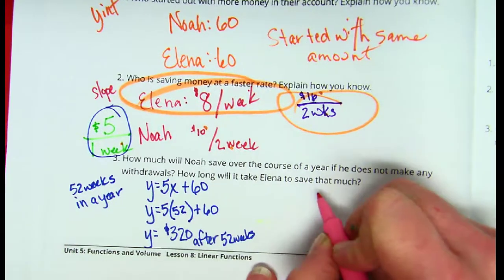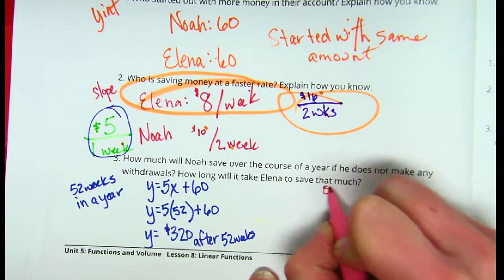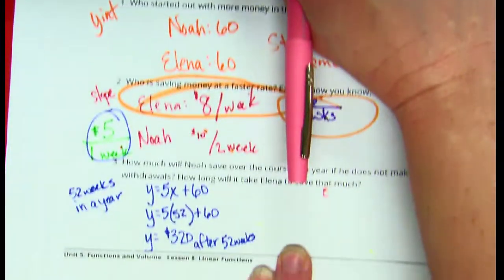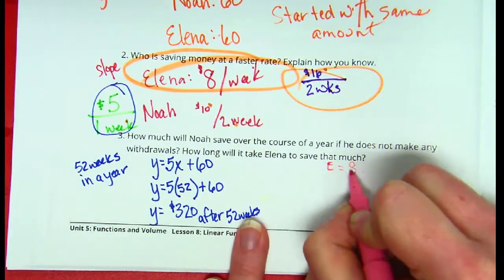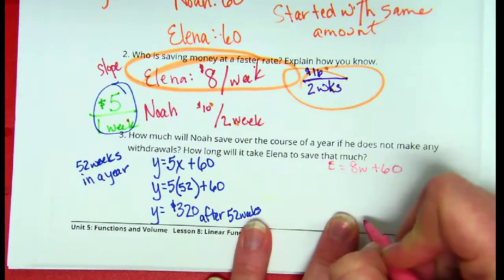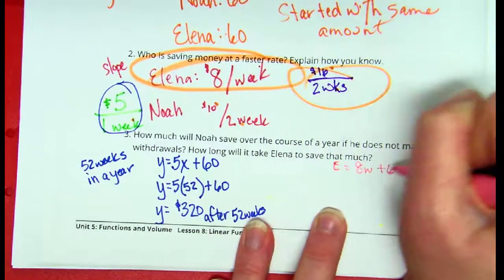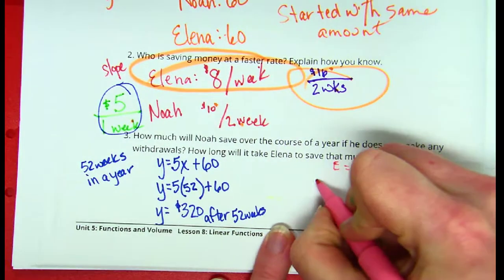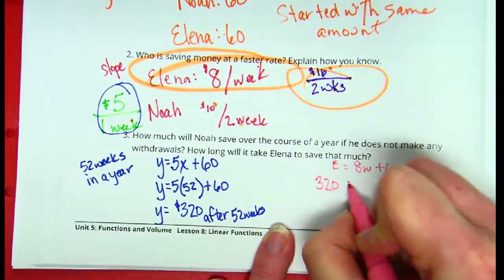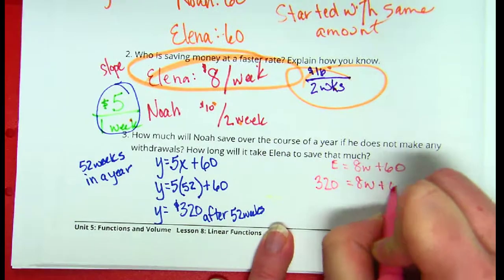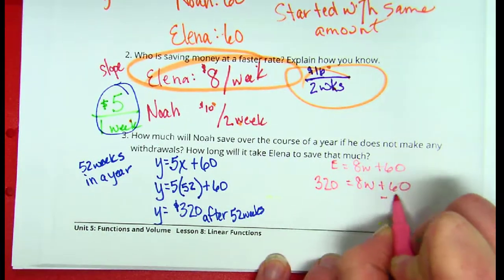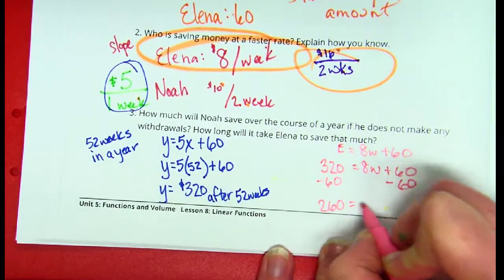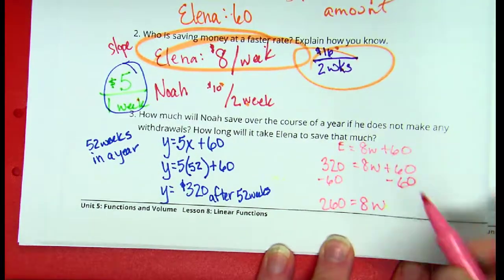So what we're going to do is take Elena's equation from up top that I've highlighted. Elena is equal to 8W plus 60. And this time, the 320 is not how many weeks, it's how much she has in her account. So this is a two-step equation that we can solve. Now it's a one-step equation.